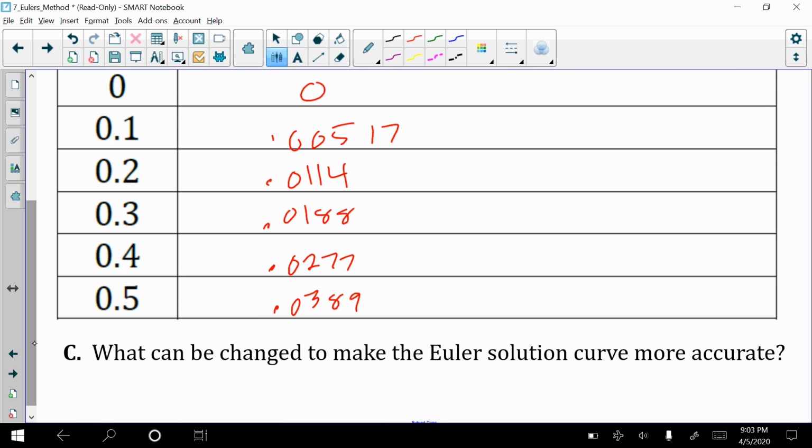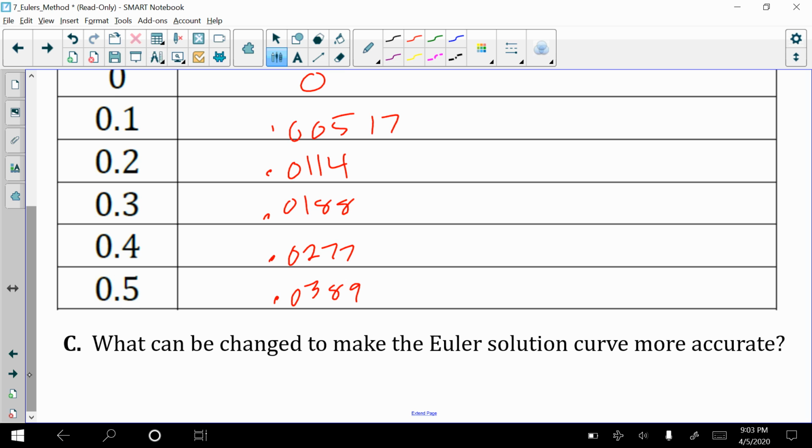And down here at the bottom, what can be changed to make the Euler solution curve more accurate? Well, the easiest way, which is just going to make things more tedious and time consuming, is to make delta x smaller. The smaller your change in the x values, the more accurate your approximation will be to the actual curve.